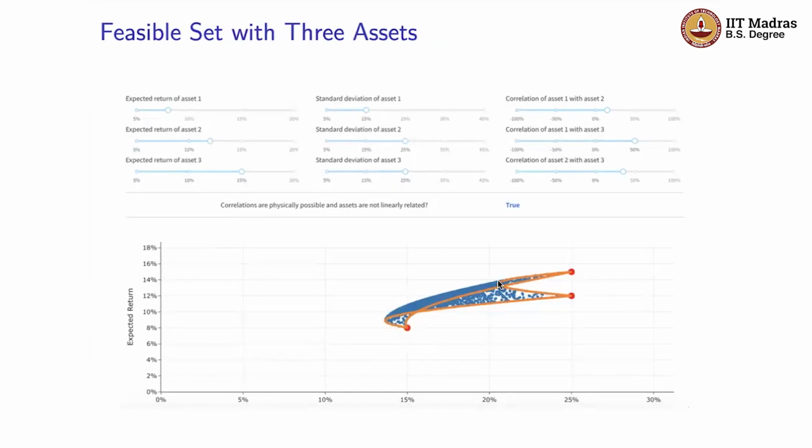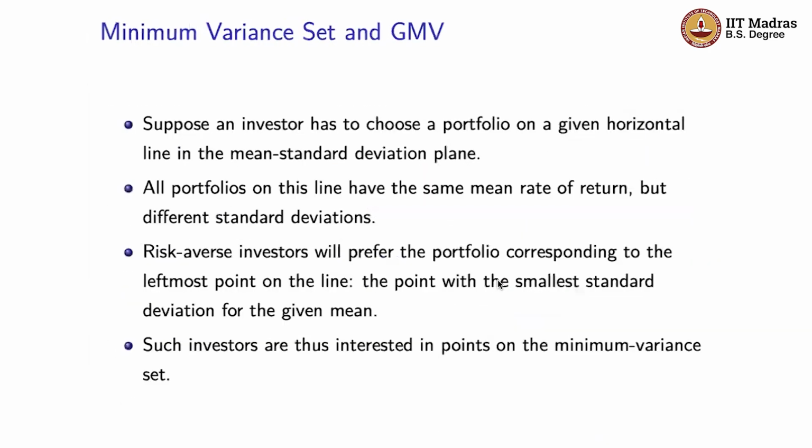The question is, among such points which lie on this 14% line, what is the one that the investor would actually end up selecting? If we think about investors who have the mean variance preferences that we discussed last time, so they like mean but dislike variance, and these are the risk-averse people in our world, then they're going to say that they want to select the portfolio corresponding to the leftmost point on the line.